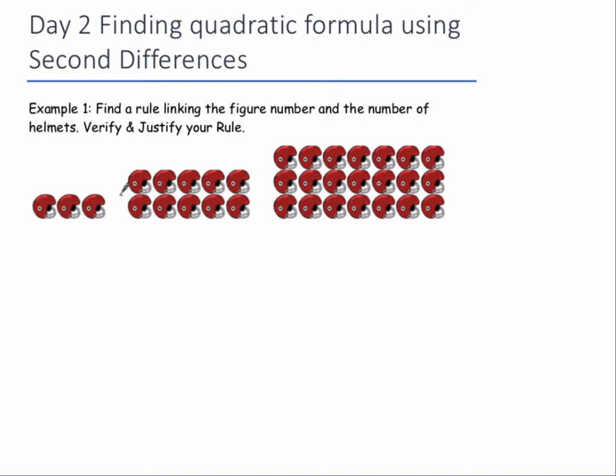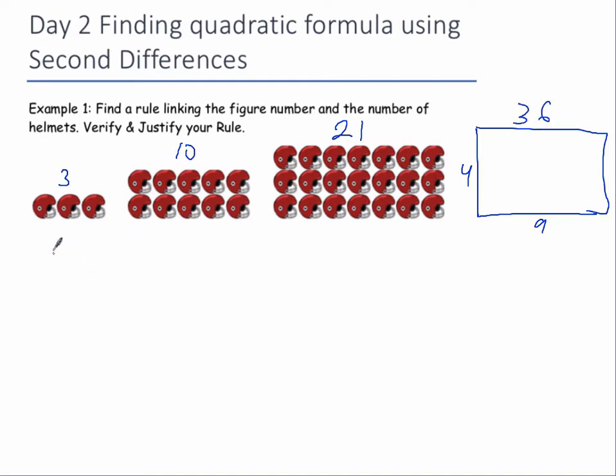So here we have a pattern, and let's just count the number of football helmets here. In each one we have 3, and then we have 2 by 5, which is 10. Then we have 3 by 7, which is 21. The next one's going to be 4 by 9, which is going to be 36.